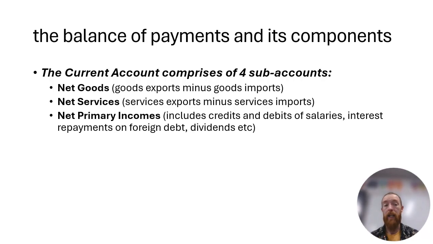Next up, the biggest account that we have is net primary incomes. This includes credits and debits of salaries, interest repayments.